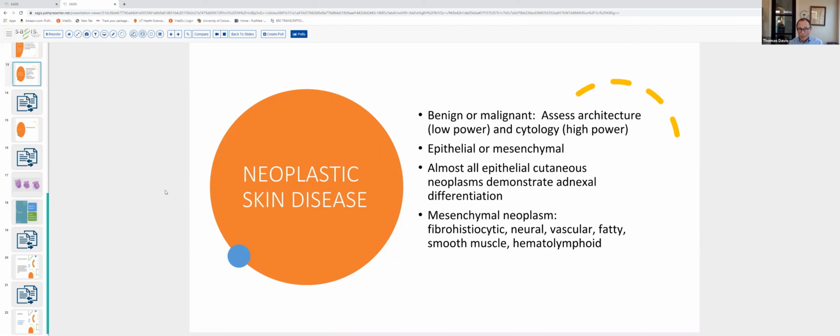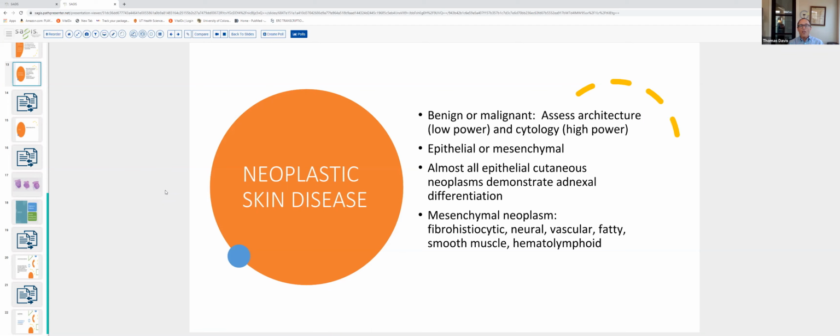Is there a lot of nuclear pleomorphism, or are the cells uniform? Is it mitotically active, or is it pretty bland looking? Is there necrosis, etc.? So benign or malignant is key. And then most classification schemes for neoplastic skin disease are predicated on deciding whether the tumor is epithelial, that is composed of epithelial structures, or if it's mesenchymal.